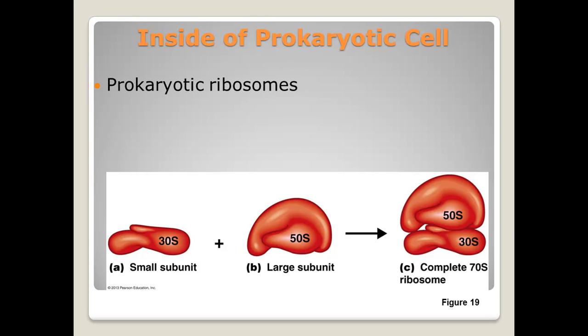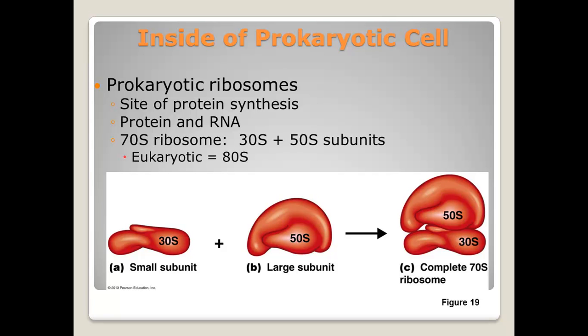Ribosomes are the site of protein synthesis. They consist of RNA and protein. For prokaryotic cells, it is a 70S ribosome. The 70S ribosome contains a large subunit, 50S, and a small subunit, 30S. So a large subunit and a small subunit, and that is where we get 70S.